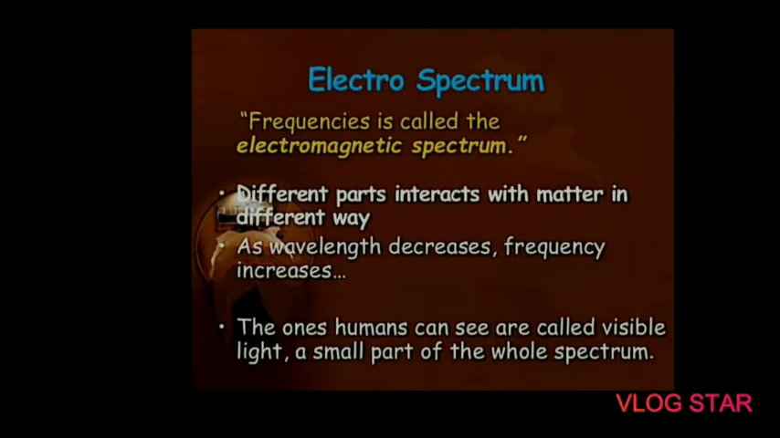Next we are going to study the electromagnetic spectrum. Here basically the range of frequencies is called the electromagnetic spectrum. Different parts interact with matter in different ways, and we know the general relationship between wavelength and frequency, that is f = c/λ. Here f is frequency, λ is wavelength, and c is the velocity of light, having a value of 3 x 10^8 meters per second.